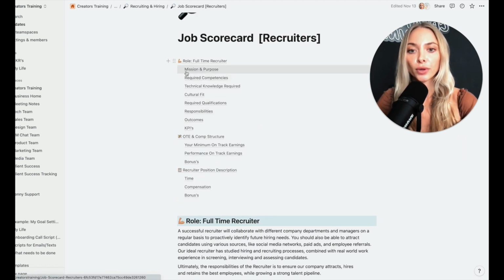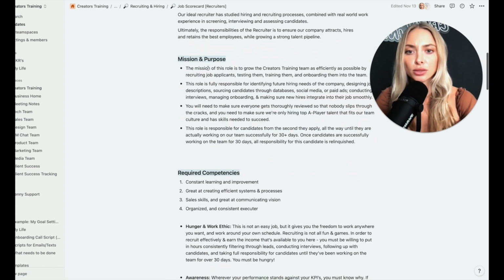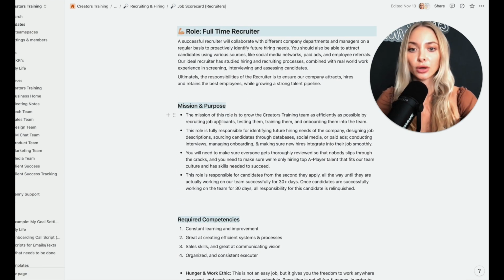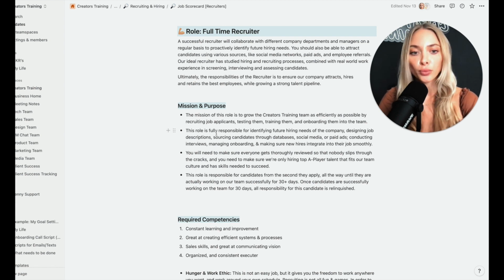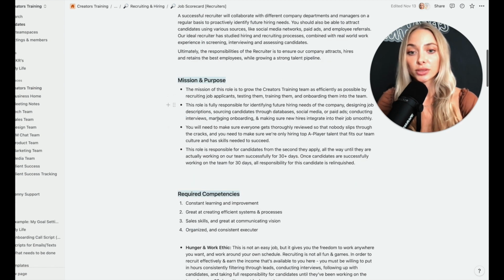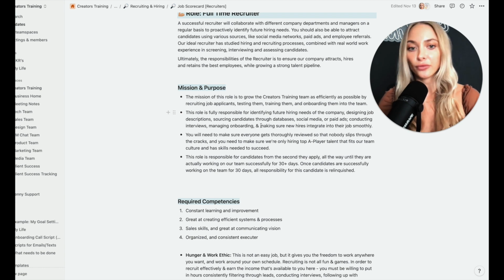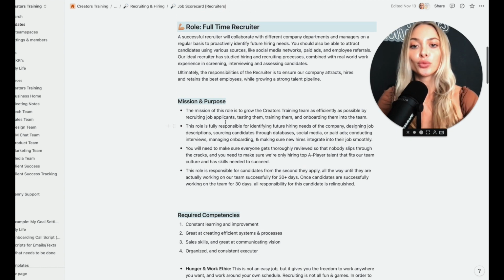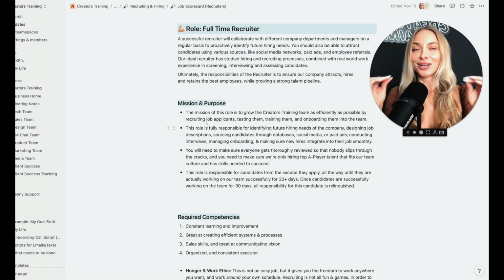Then you want to go over the mission and purpose of the role. Let's go over here. So the mission and purpose for us, for example, is: the mission of this role is to grow the creator training team as effectively as possible by recruiting job applicants, testing them, training them, and onboarding them into the team. This role is fully responsible for identifying future hiring needs of the company, designing job descriptions, sourcing candidates, blah, blah, blah. You get the point.